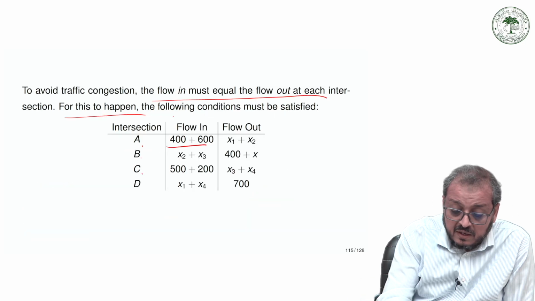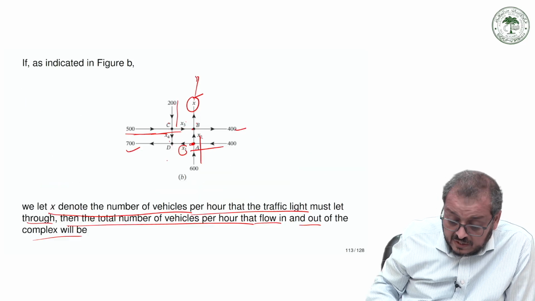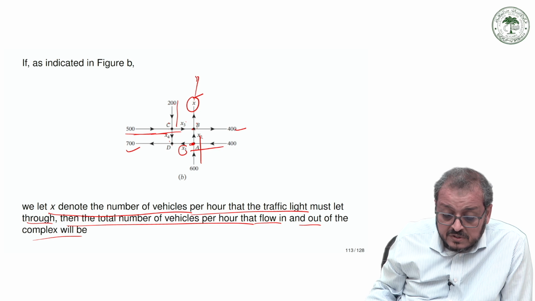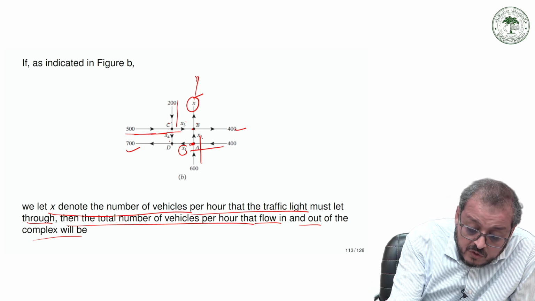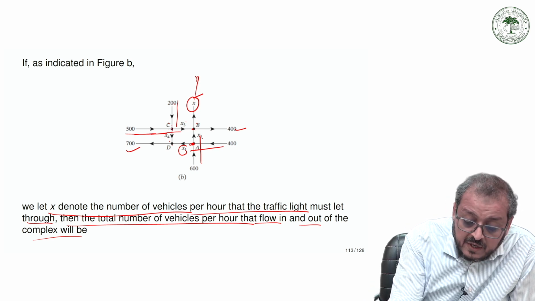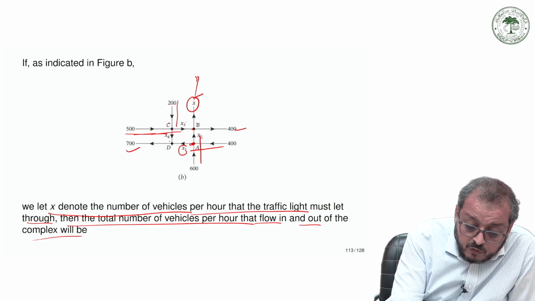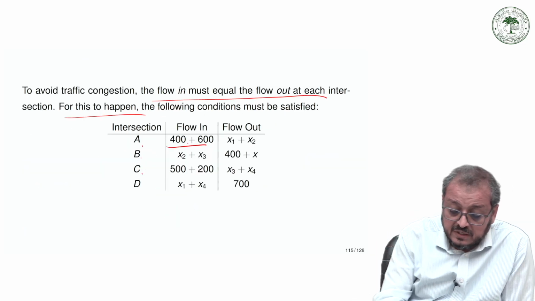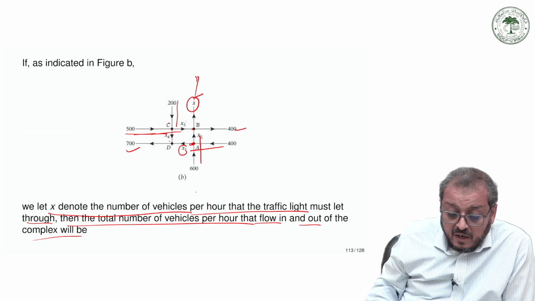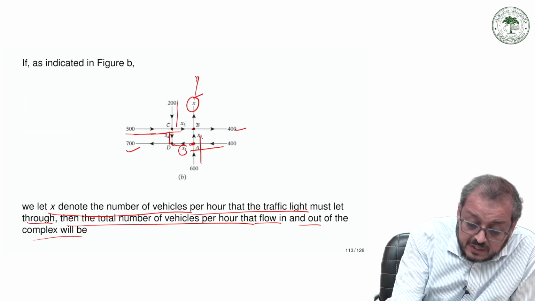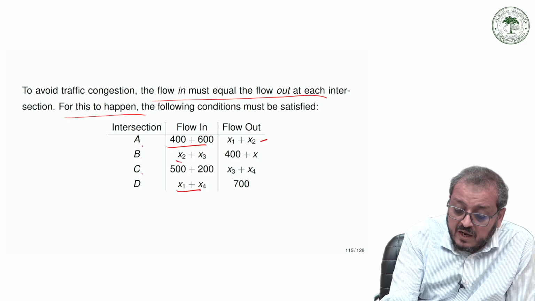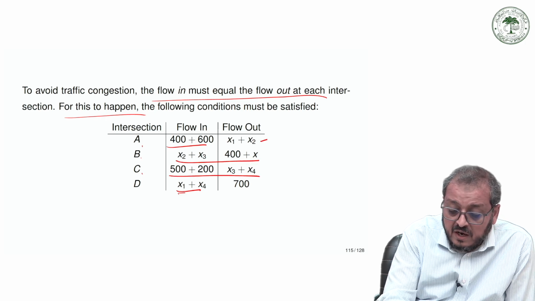Then for B, the flow in is x2 and x3. C is equal to 200 plus 500, and D is equal to x4 and so on. Now we set x1 plus x4, and so on: the flow in is equal to this for B, C and D.